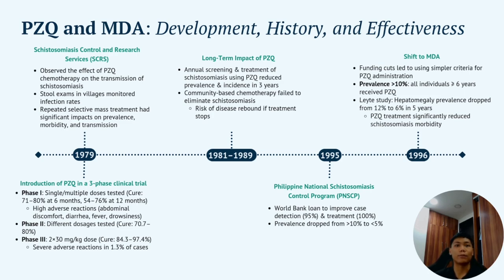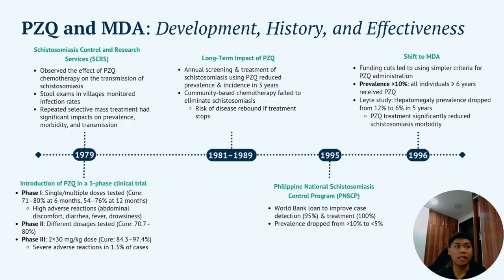Also in 1979, we saw the Schistosomiasis Control and Research Services, or SCRS, observing the effects of chemotherapy using PZQ on the transmission of schistosomiasis. So, in this research, stool examinations were done in villages to test for the decrease in infection. And repeated selective mass treatment showed significant impact on the disease prevalence, morbidity, and transmission.